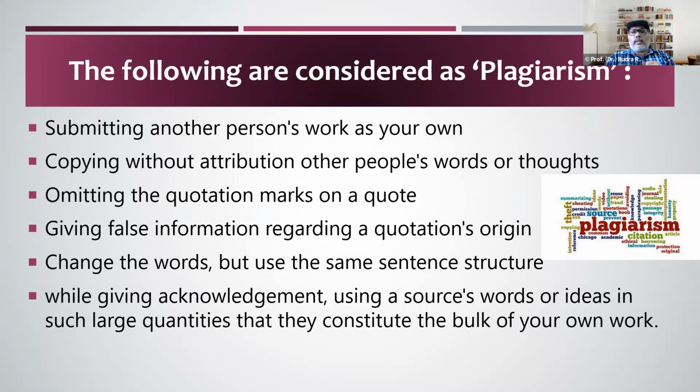There are 6 points listed in this slide. Submitting another person's work as your own. I think we have already understood it. Copying without attribution of others' work or thoughts is also considered plagiarism, because these points are made by the institutions who are cross-checking. You can say these are the points felt by the academic fraternity, academia, those who are working as editors and reviewers. So it is inclusive of all.